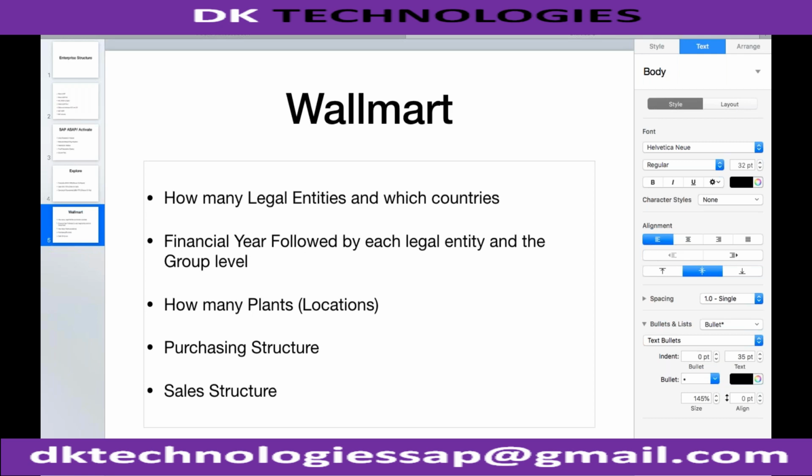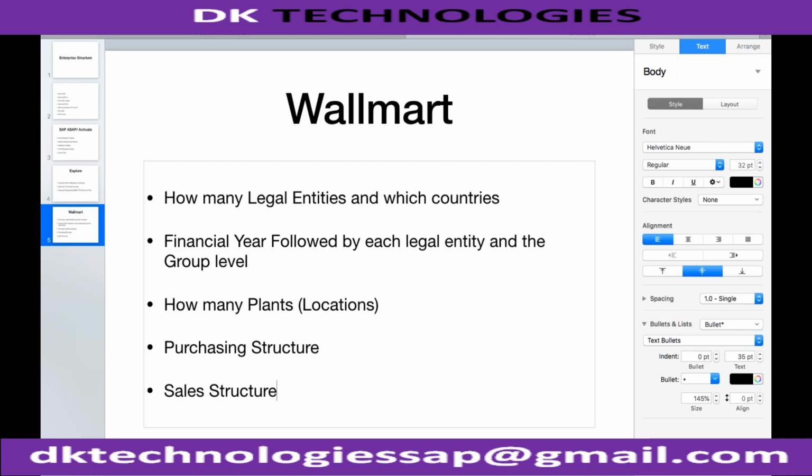At the same time, how many stores do they have? Because those stores are also considered to be sales channels, because whenever you are doing any sales, you need to tell the system that this sale has been done from this particular store, right? So that is a sales structure. So these are at the high level.